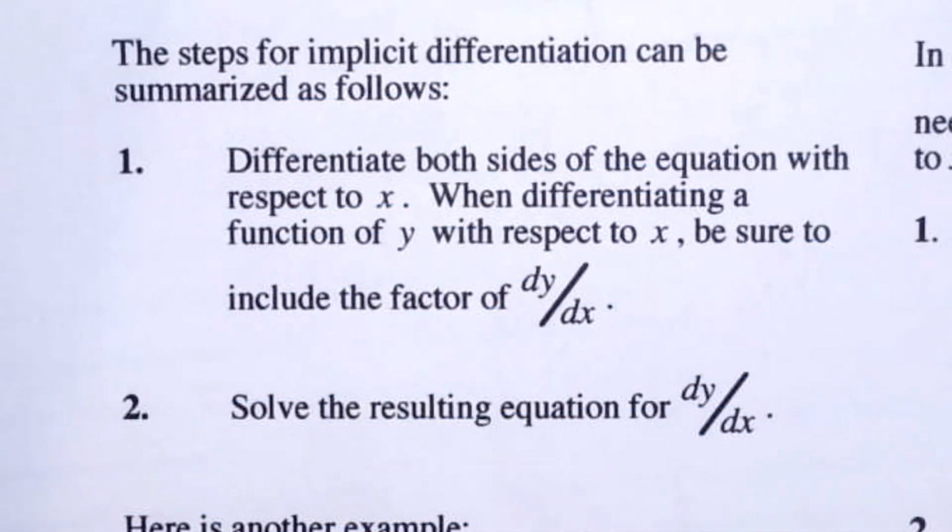So here's what you do. Here are the two steps summarized. You differentiate both sides of the equation with respect to x. Remember to include the factor of dy over dx when differentiating a function of y, and then solve the resultant equation for dy dx.